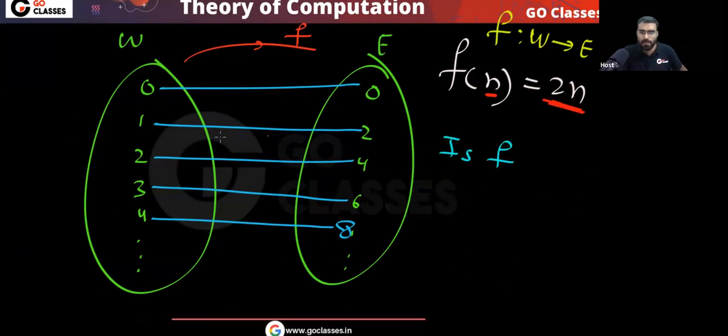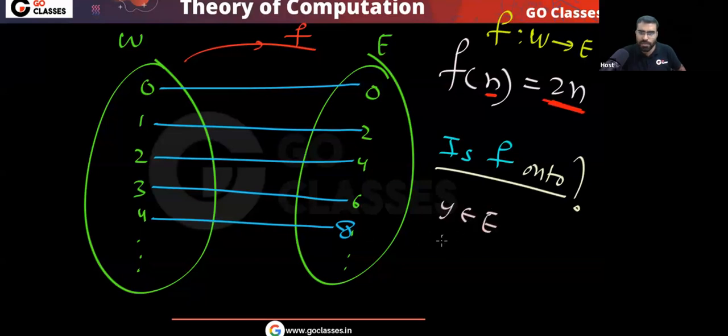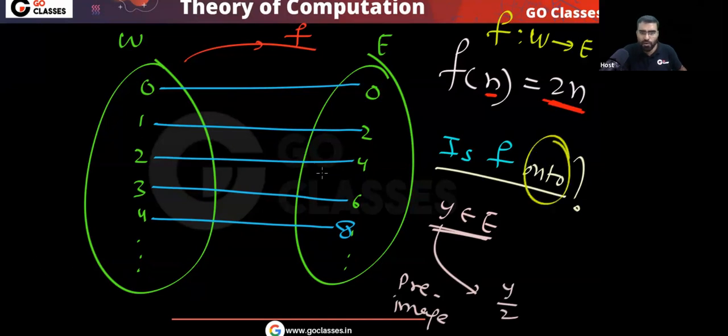Is this function surjective? Is F onto? It means for every element in E, is there a pre-image? If Y belongs to E, what will be the pre-image? The pre-image will be Y by 2. Yes or no? So this is onto also. Every element of E is covered.